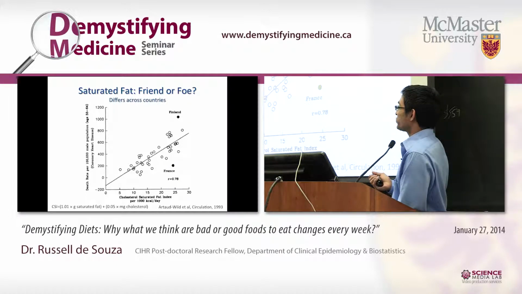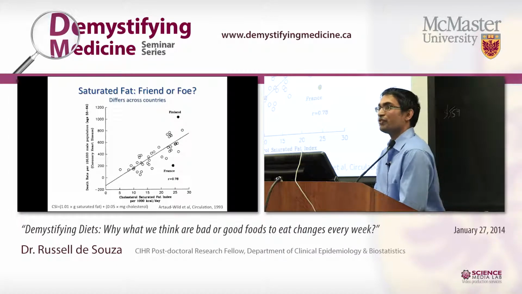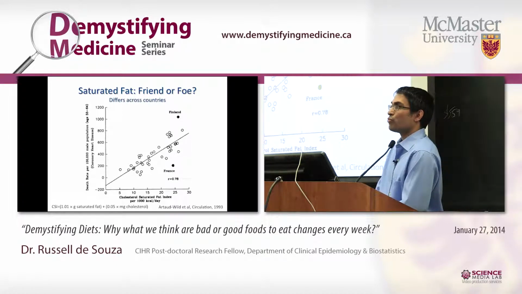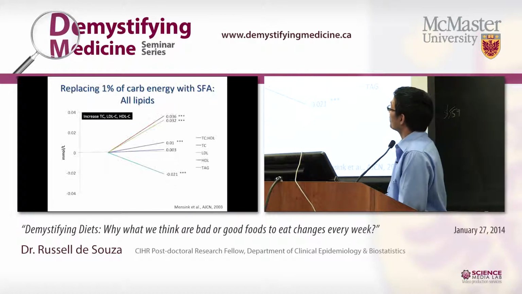Here we have France, which has a relatively high cholesterol to saturated fat index, but a relatively low rate of coronary heart disease. And we have Finland, which has a very similar cholesterol to saturated fat intake as France, but has a much higher rate of CHD. So this was one of the early findings that suggests that there's more to the story than saturated fat.